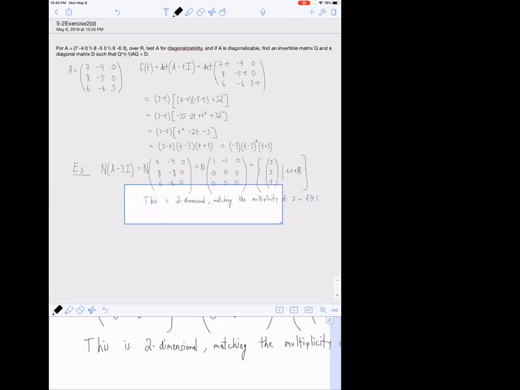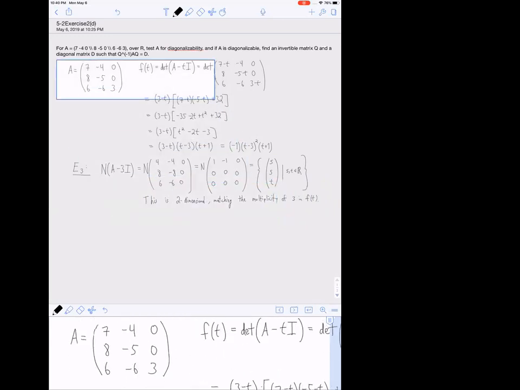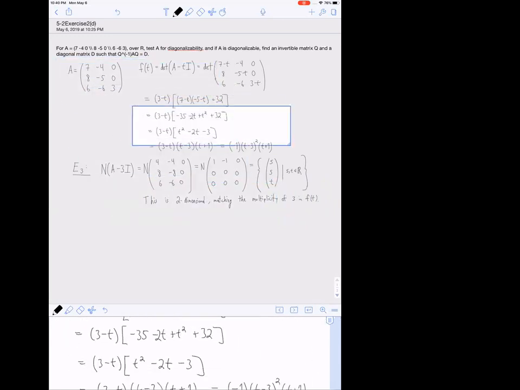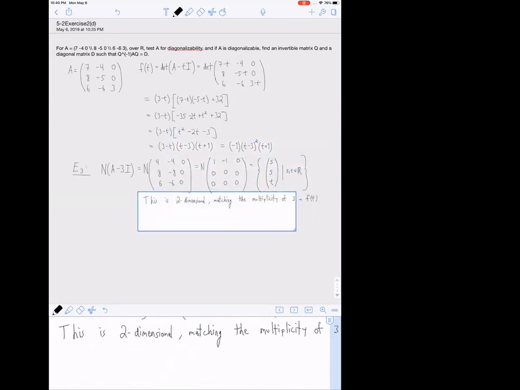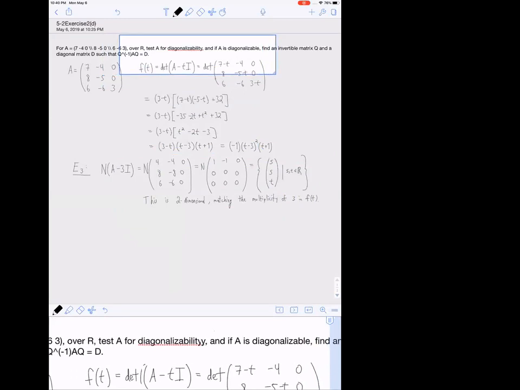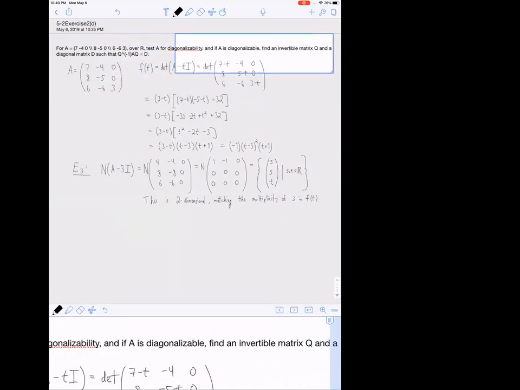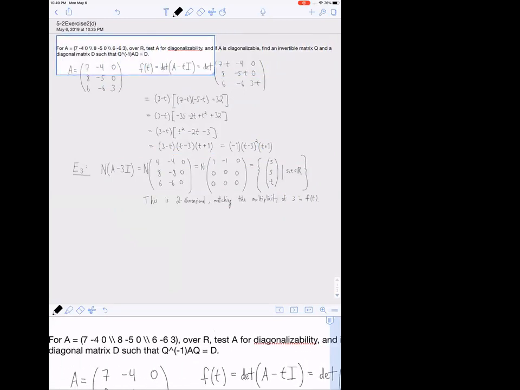So this alone now tells us that A is going to be diagonalizable, since, as we said, we already know that the eigenspace associated to eigenvalue -1 will be one-dimensional, since there must be at least one eigenvector, and the dimension of the eigenspace is always less than or equal to the multiplicity of the eigenvalue. All right, but that tells us that A is diagonalizable. It doesn't tell us what the invertible matrix Q and the diagonal matrix D are.